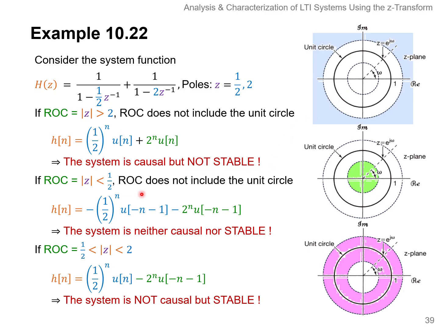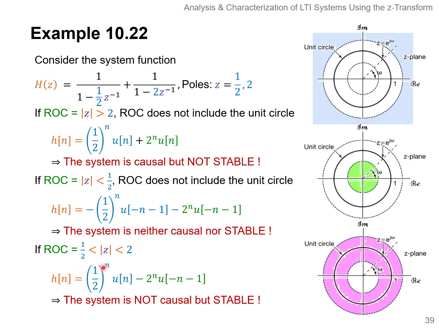Second case, if the ROC is inside the innermost pole, so inside radius 1/2. Again, the unit circle is not included. Now the impulse response is left-sided, so the system is not causal. And because the unit circle is still not in the ROC, the system is also not stable. So the system is neither causal nor stable.